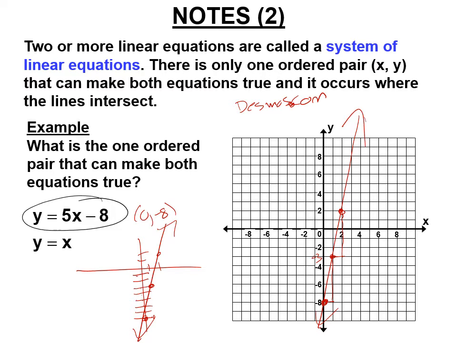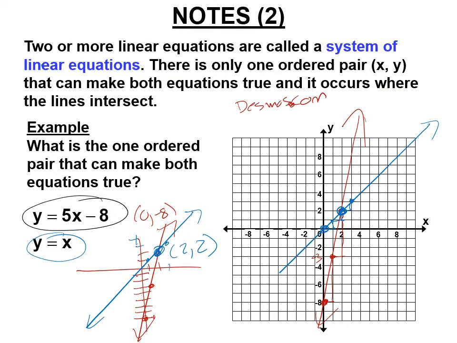Then we're going to do it again for y equals x. The y-intercept is 0, 0, and the slope is 1. Over 1, up 1. Over 1, up 1. Look right there. That is where the two lines intersect. On a sketch, you're going to 1, 1, and 2, 2, and 3, 3. Those are all good intersections. And so the solution of this system is at 2, 2.